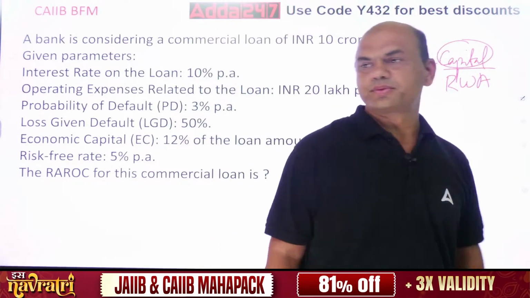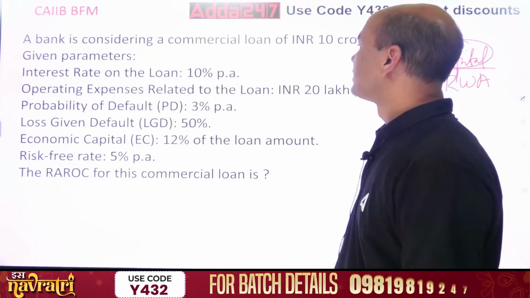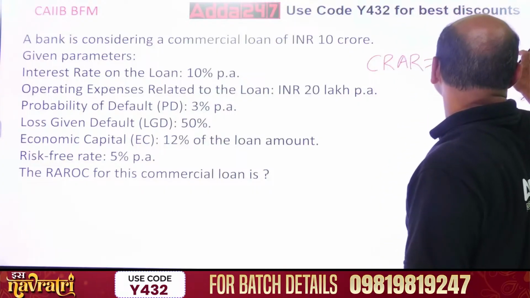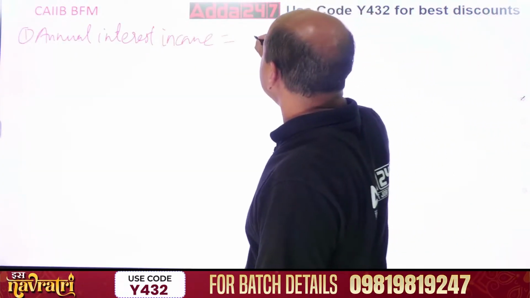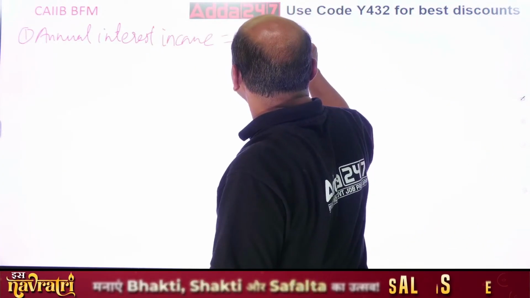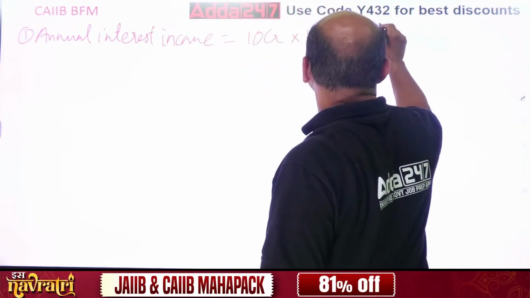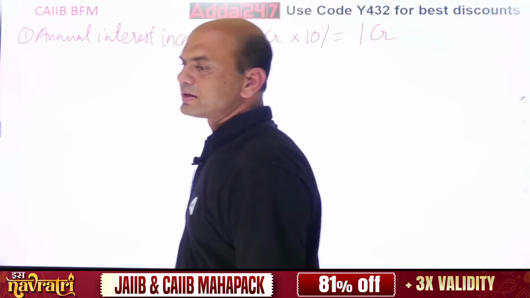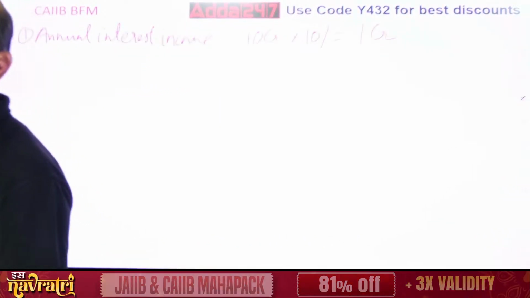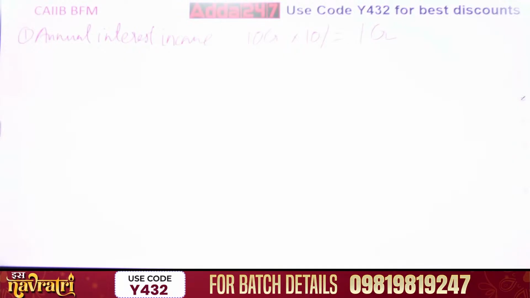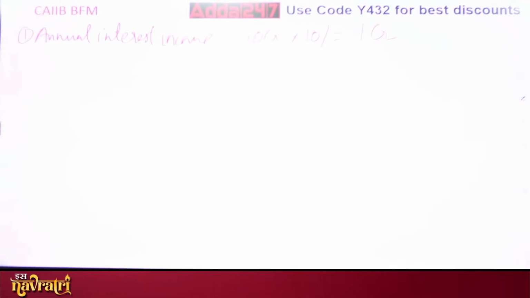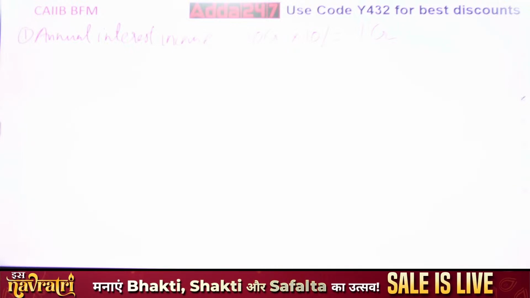Everything is given to you. PD is given. So that is equal to 10 crores into 10%, which is 1 CR. 1 CR is my annual interest income. Got it, everyone? Annual interest income is 1 CR. Now what is the next one? Expected loss. What is the expected loss given?